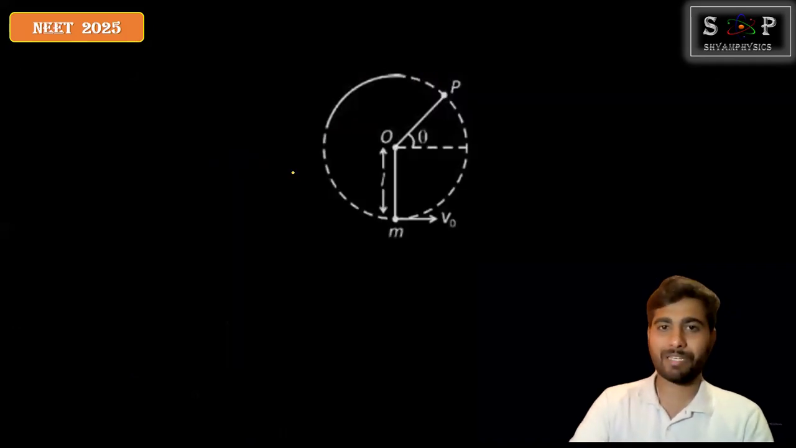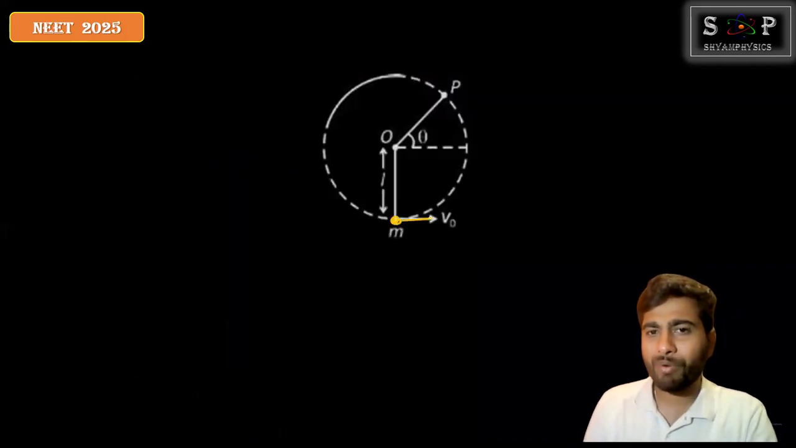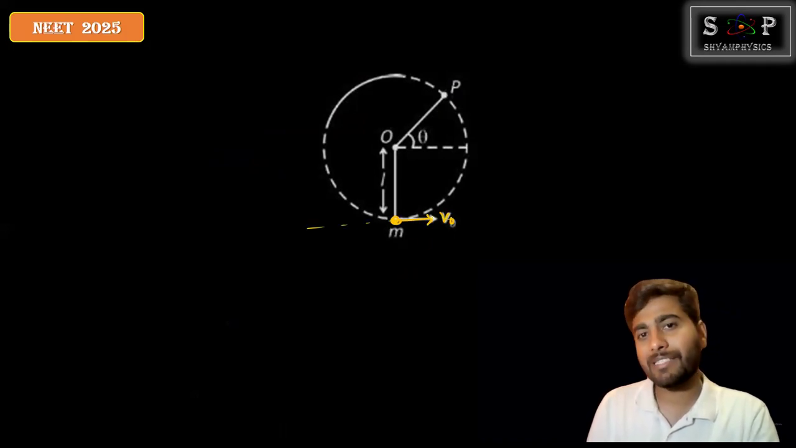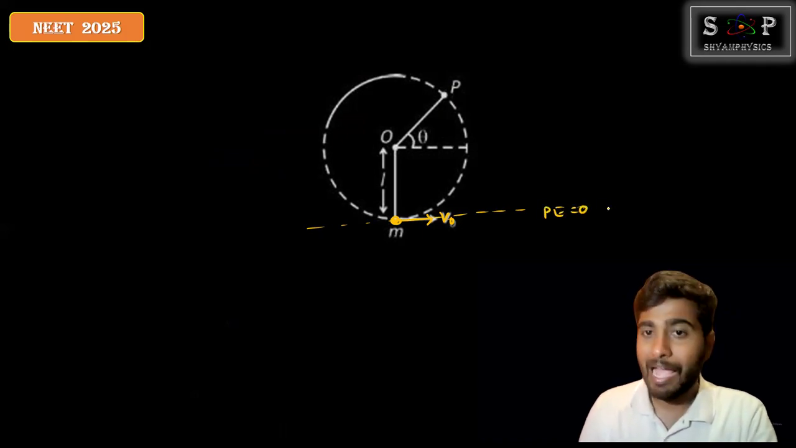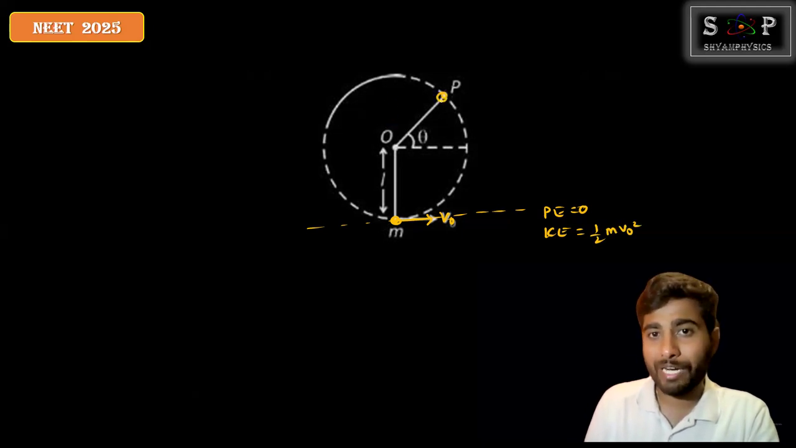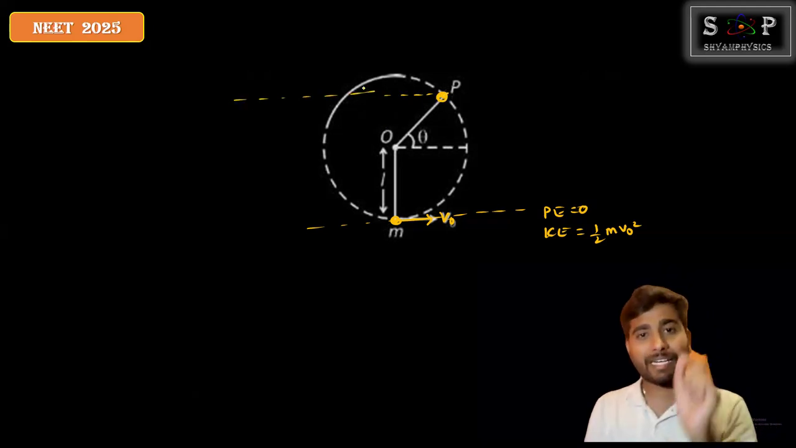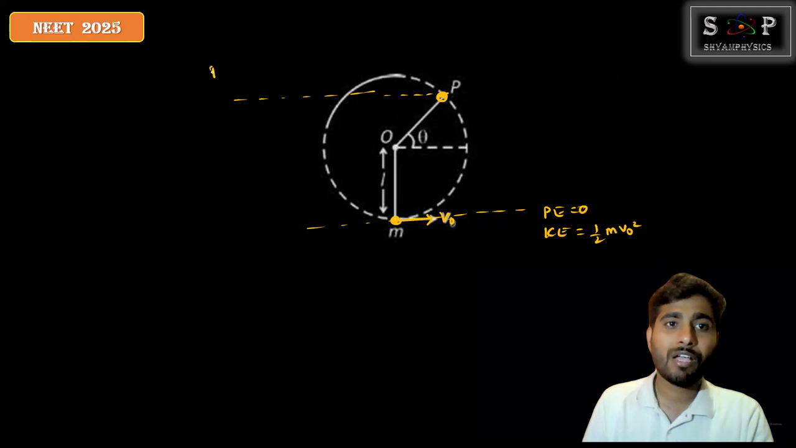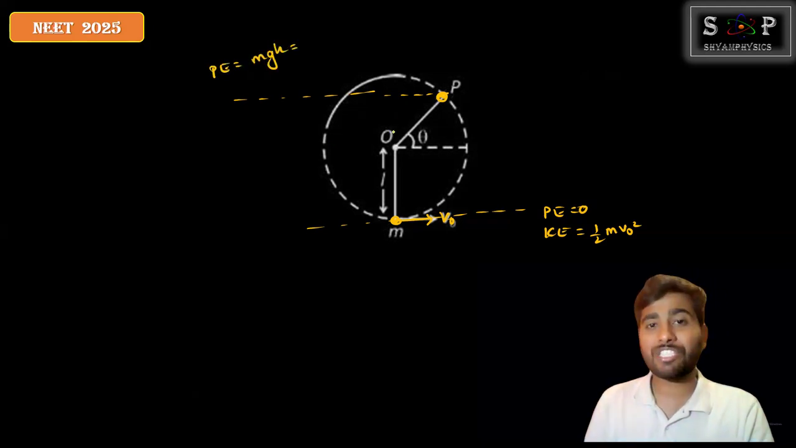We'll discuss one by one. At this point, you are provided the initial velocity v0. If I consider this the reference level, the potential energy at the reference level will be 0, and the kinetic energy at this point can be written as half m v0 square. When it travels to that point P, it reaches here. At this point it has kinetic energy and potential energy also. Potential energy, if I want to write, is nothing but mgh. The h value we need to write.